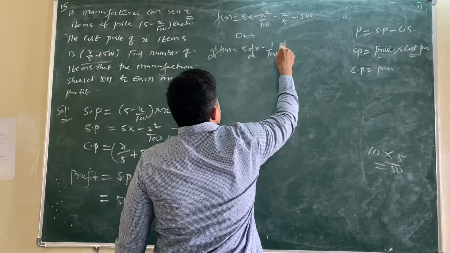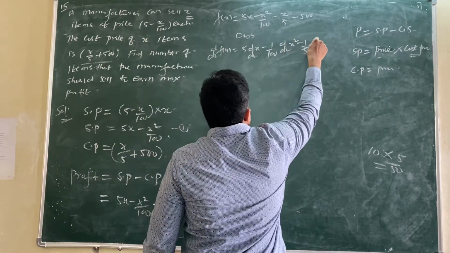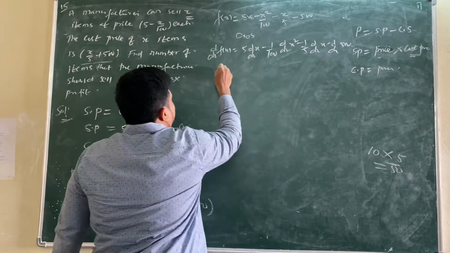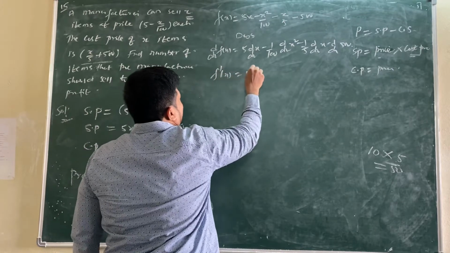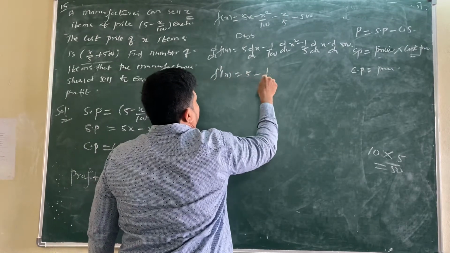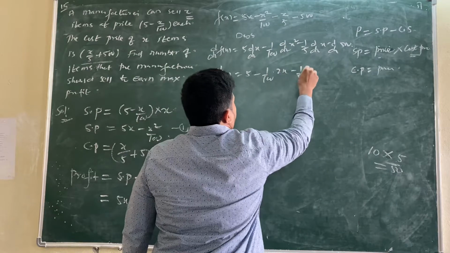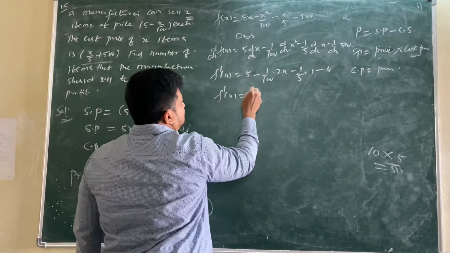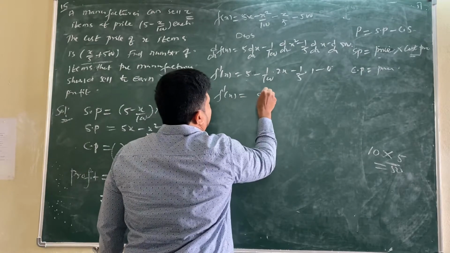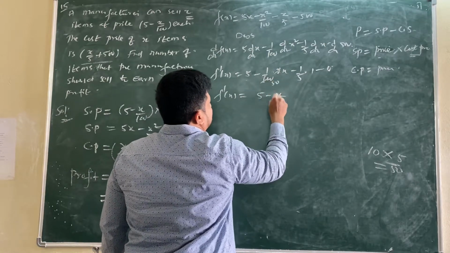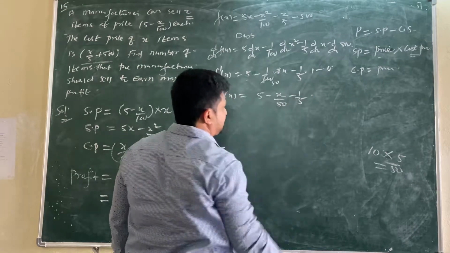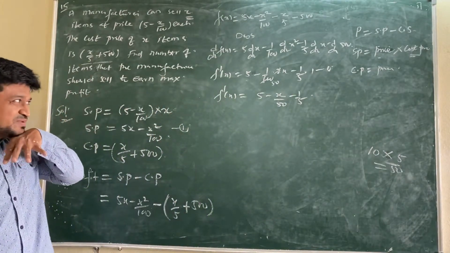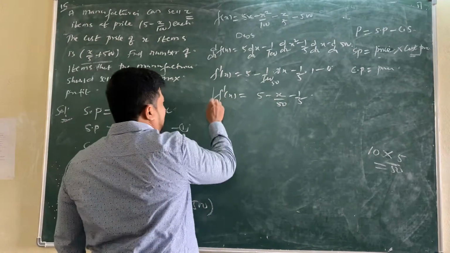1 by 100 outside, d by dx of x square, 1 by 5 outside, d by dx of x, then d by dx of 500. This is f dash of x: 5 into 1, minus 1 by 100 into 2x, 1 by 5 into 1, minus 0. So f dash of x equals to 5 minus x by 50 minus 1 by 5. We can simplify and write this one, or you can write as it is. F dash of x we have.